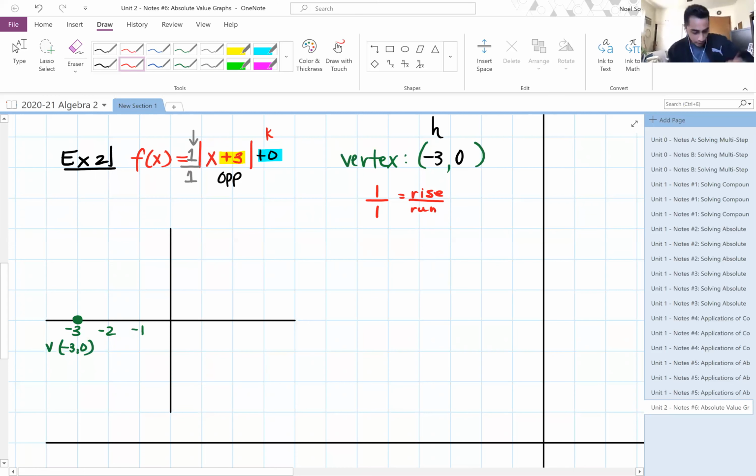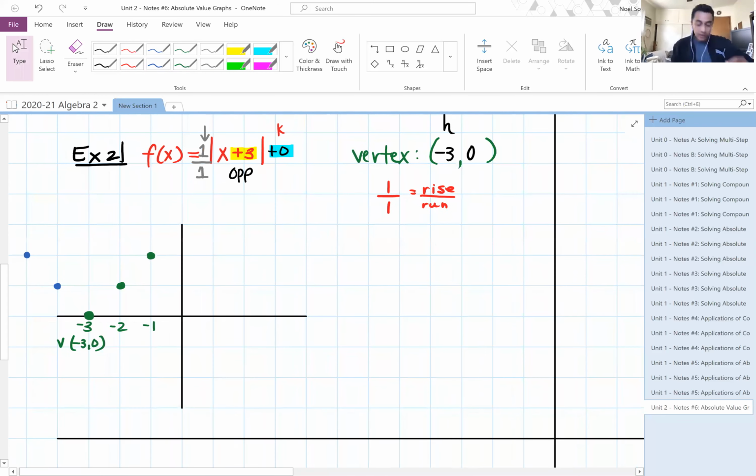Okay, so check this out. 1 over 1, we're going to go up 1 to the right 1, up 1 to the right 1. Okay, now remember, V is where my symmetry happens. So not only do I go up 1, right 1, up 1, right 1, I'm going to go up 1, left 1, up 1, left 1. I got to follow the slope in the forward direction and then in the backwards direction so that I can capture the full V. All right, so I go up 1, and I'm gonna use a different color now. Up 1, left 1, up 1, left 1 again.